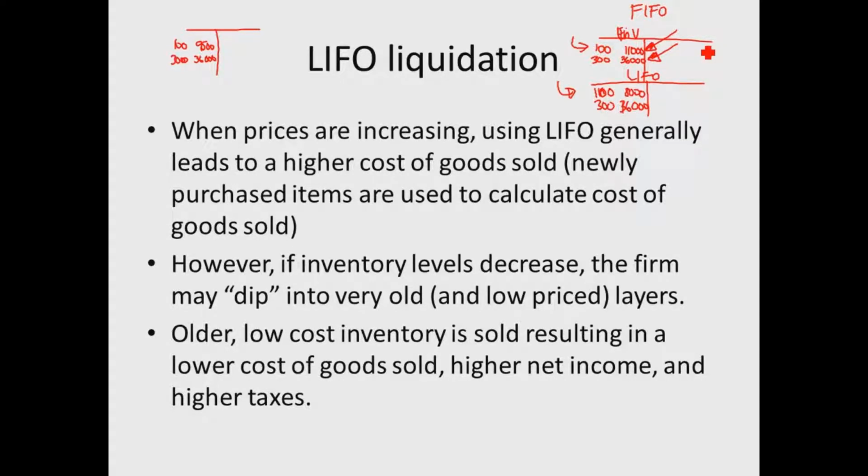If I use LIFO, which 300 books do I sell? Well, I just sell the most recent ones. The last ones in are the first ones out. But what happens if I sell 400 books, all 400? What happens then? It doesn't matter which one I choose. So what is my cost of goods sold under FIFO? What is my cost of goods sold? Okay. And what is my cost of goods sold under LIFO?